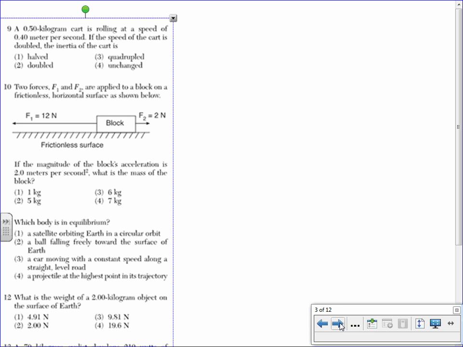Number 9, we have a 0.5 kilogram cart rolling at a speed of 0.4 meters per second. If the speed of the cart is doubled, the inertia of the cart, okay, depends upon the mass, and that would go unchanged. Okay, nothing's changing about the cart.